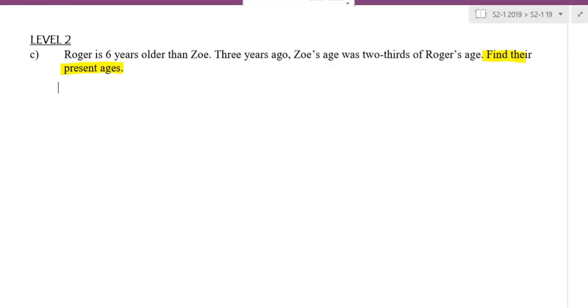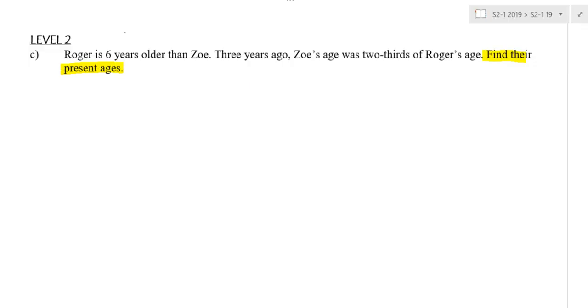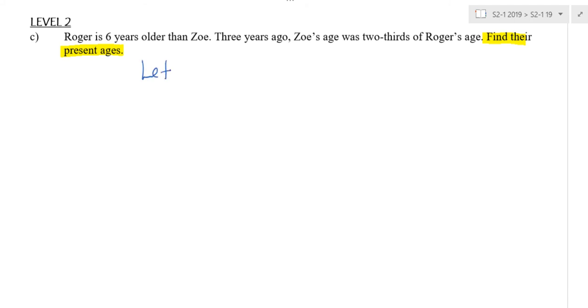Usually we will let the question help us to identify the x and y. So based on this yellow sentence, I will write down, let x be equal to Zoe's age.